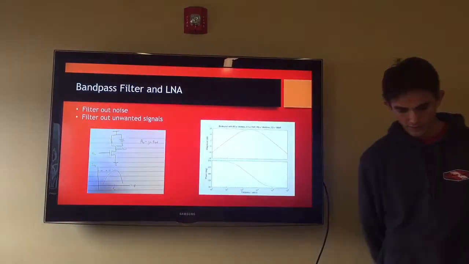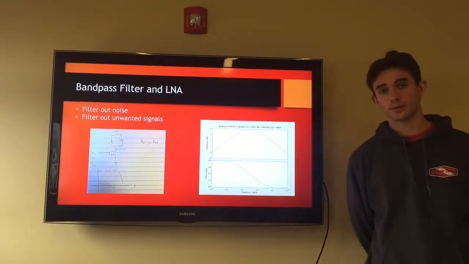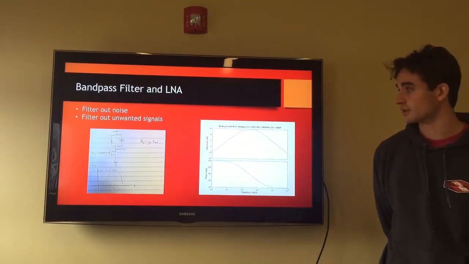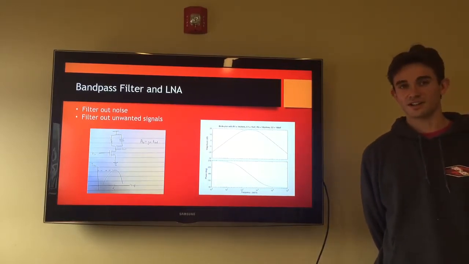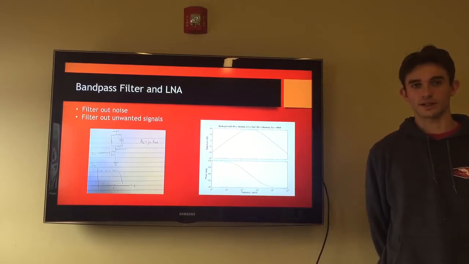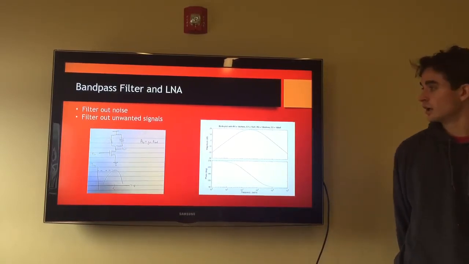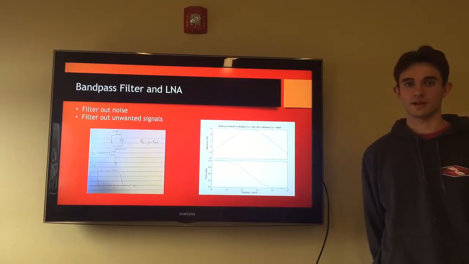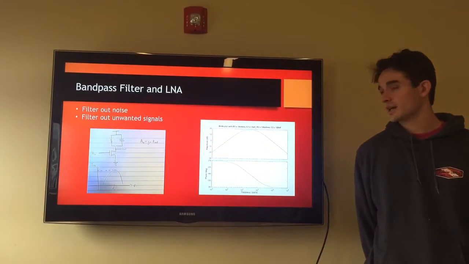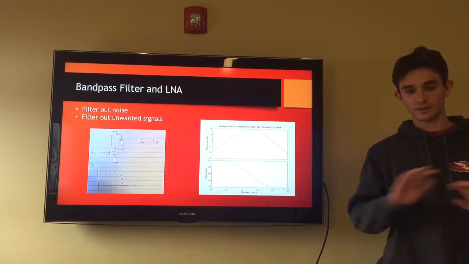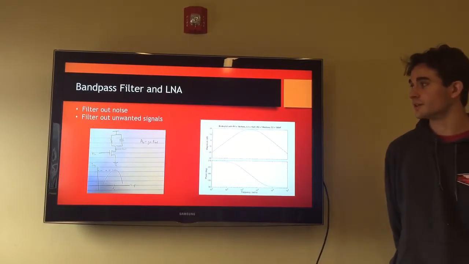So let's look at a bandpass filter and a low noise amplifier. There are two purposes of a bandpass filter and a low noise amplifier. First, when we receive a signal, it's not just our signal. For example, if the signal we're trying to receive is at 300 megahertz, we're going to have additional signals, maybe at 500 megahertz, 200 megahertz, and the bandpass filter essentially just gets rid of all the other signals, so we only have our 300 megahertz signal that we're trying to receive.